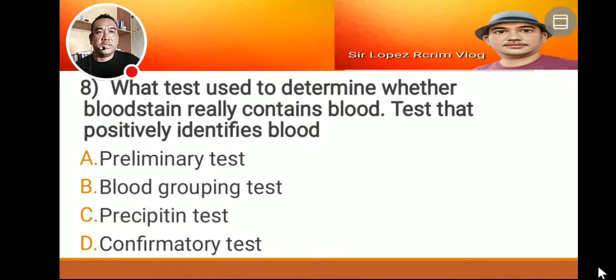What test is used to determine whether a blood stain really contains blood? Preliminary test, blood grouping test, precipitin test, or confirmatory test?